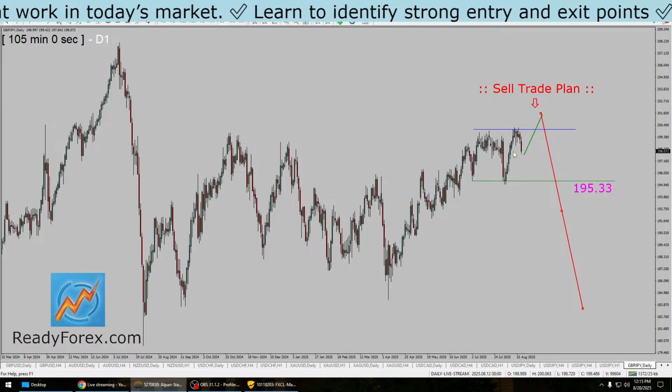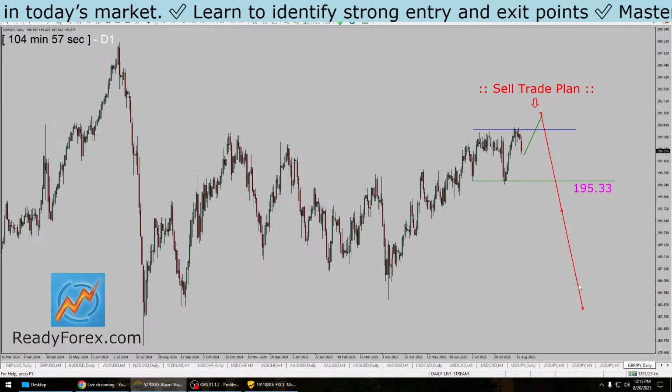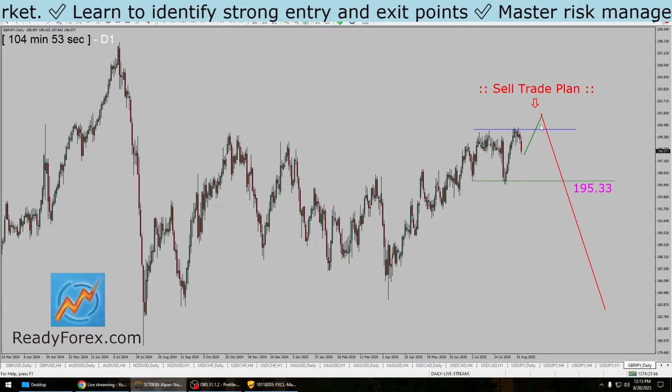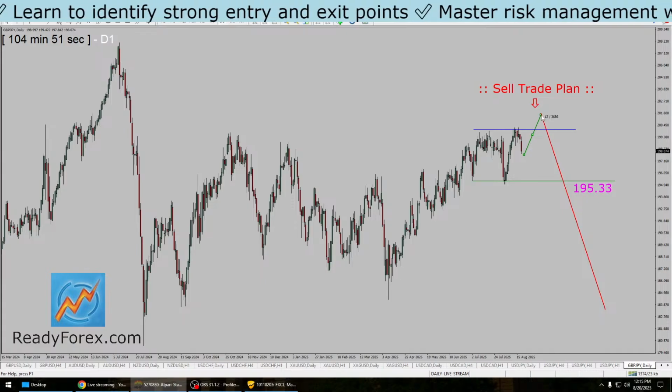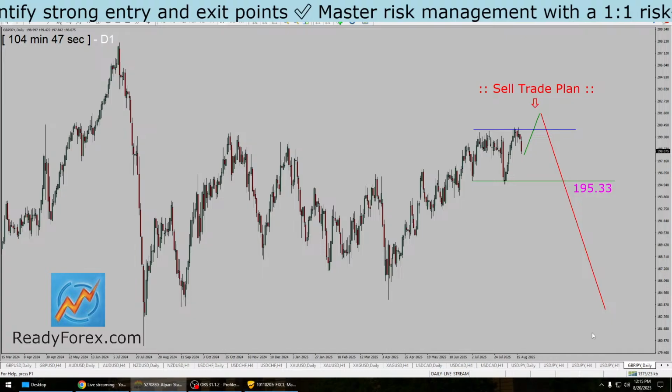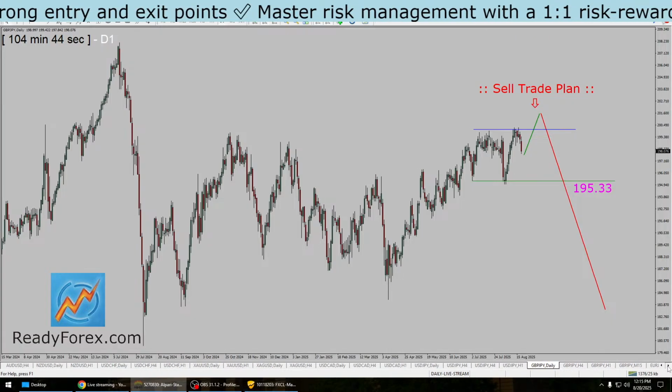This uptrend is only going to change if the GBPJPY currency pair breaks below the 195.33 level. Otherwise, to me, it is still an uptrend going on inside the pound versus Japanese yen currency pair.